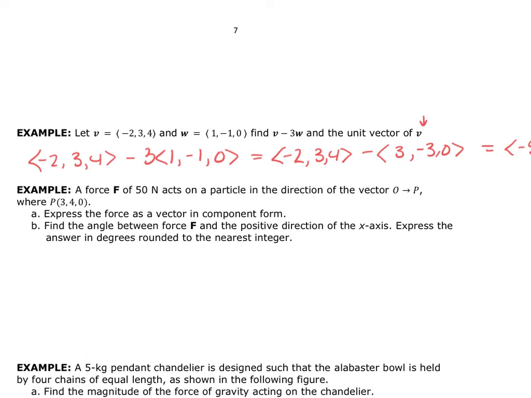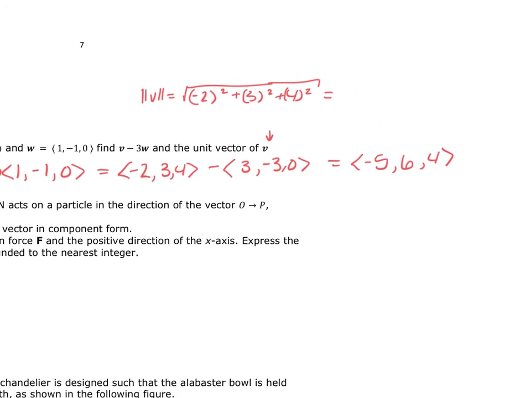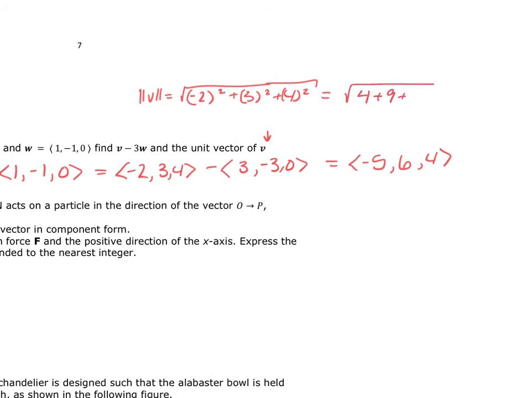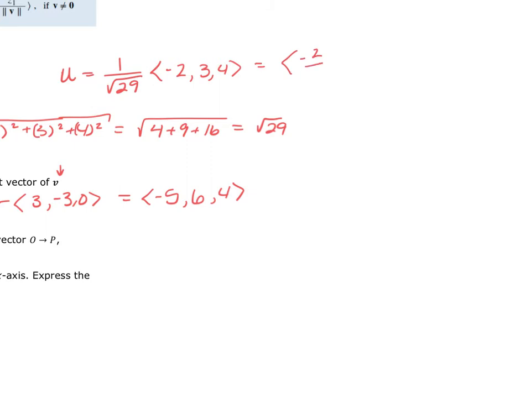The unit vector of v is going to be the magnitude of v, which is going to be the square root of -2 squared plus 3 squared plus 4 squared, which is going to give me the square root of 4 plus 9 plus 16, which gives me the square root of 29. So my unit vector u in the v direction is going to be 1 over the square root of 29 multiplied into my v vector, which was the -2, the 3, and the 4. So this is going to be equal to -2 over the square root of 29, comma, 3 over the square root of 29, and 4 over the square root of 29. So there is my unit vector for the v vector.